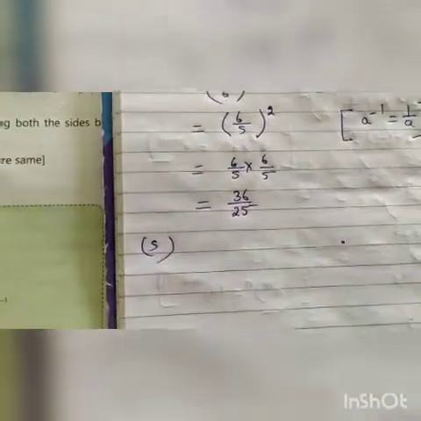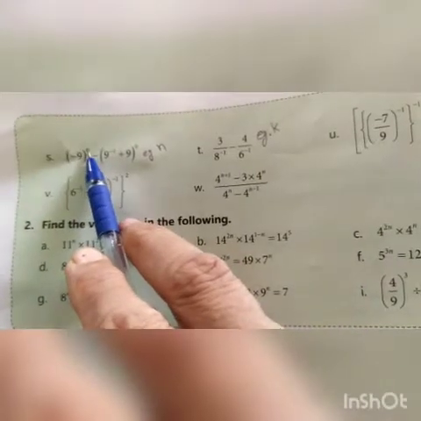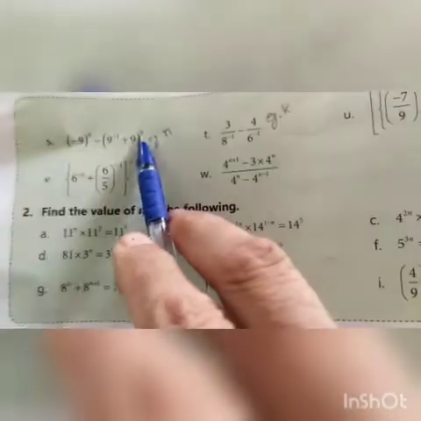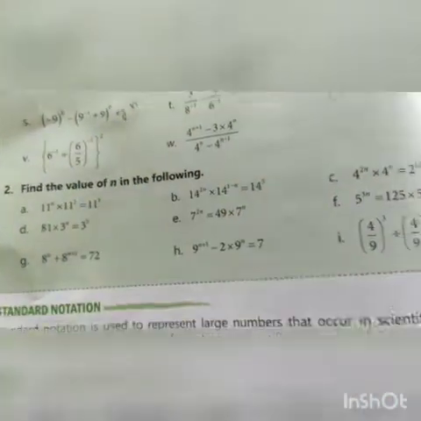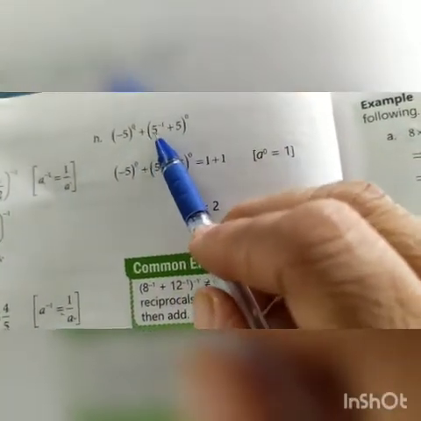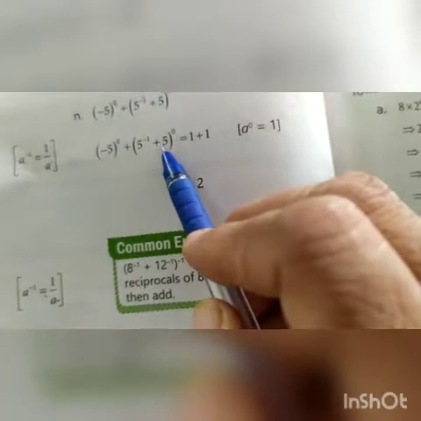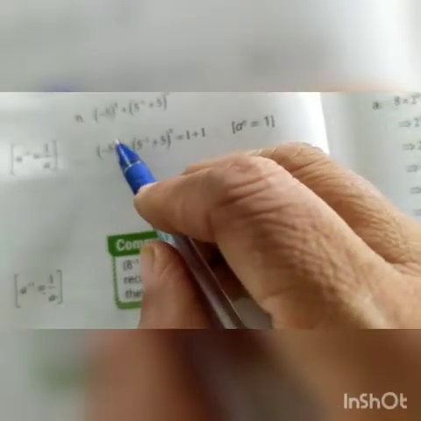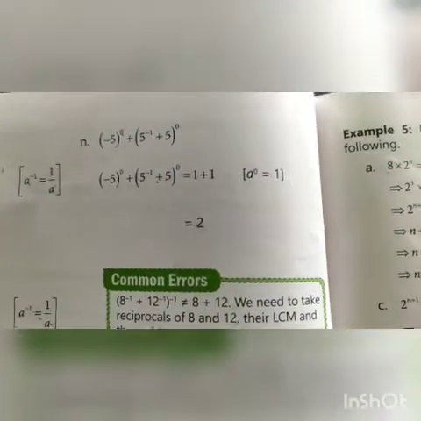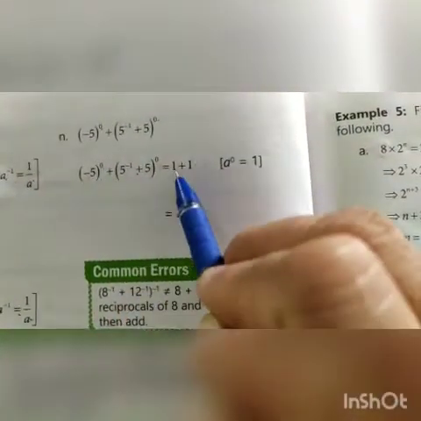Next part, S. See, its S part is minus 9 power 0 minus, then bracket 9 power minus 1 plus 9 whole power 0. Again this is just like example n. See, minus 5 power 0 plus 5 power minus 1 plus 5 whole power 0. Here the question is copied. Now this is power 0. I already told you if the power or exponent is 0, what is the base? It doesn't matter. Value will be 1. So minus 5 power 0 is equal to 1.